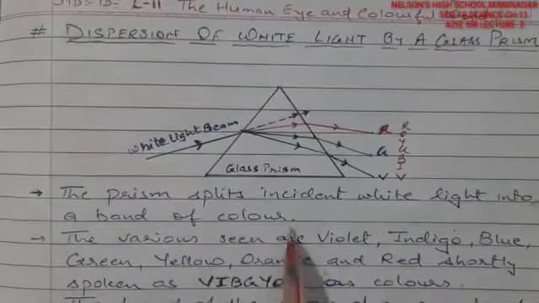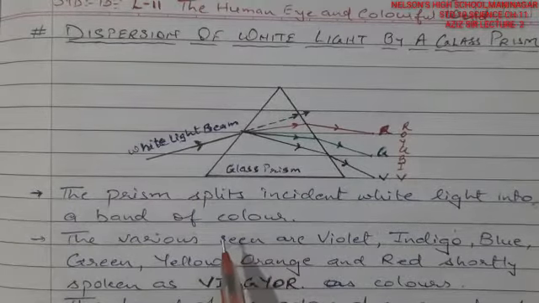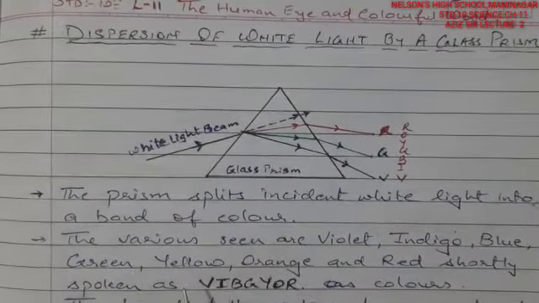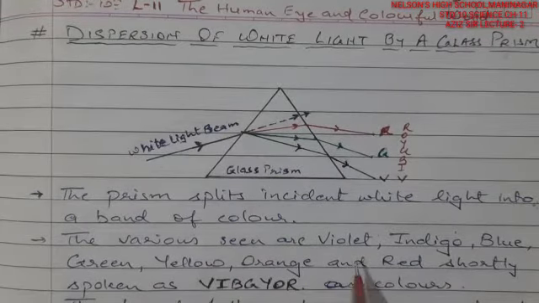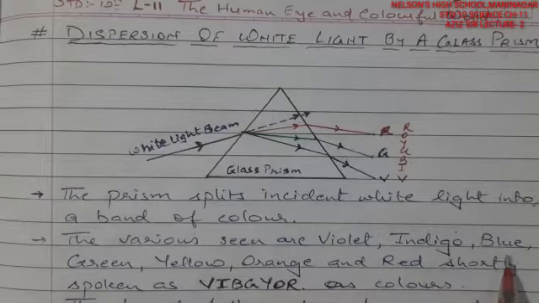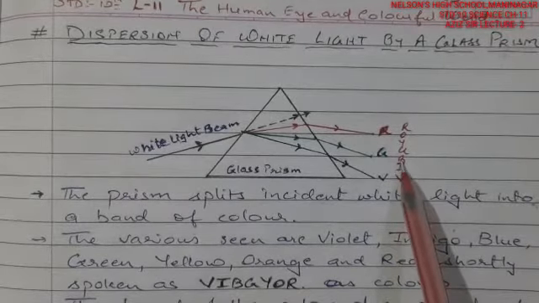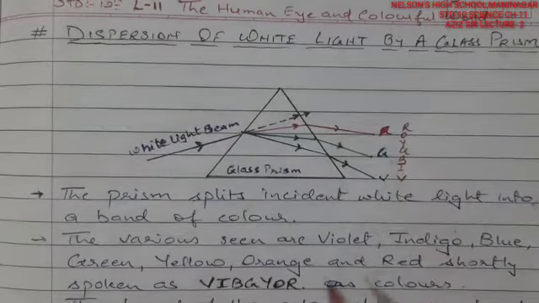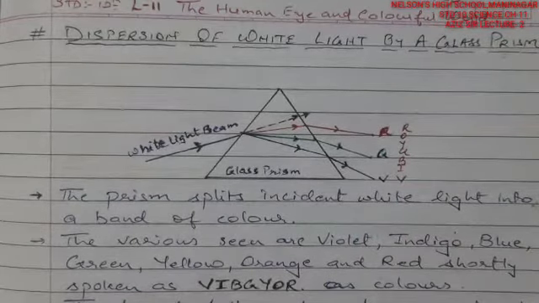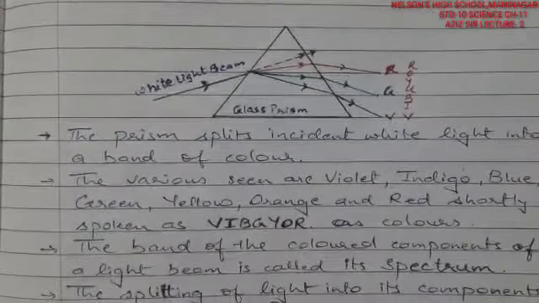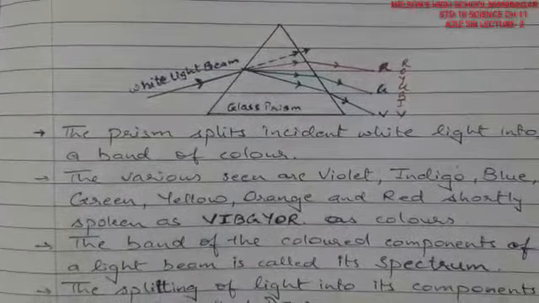First of all, we need to understand that the prism splits the incident light into a band of colors, and the various colors seen are violet, indigo, blue, green, yellow, orange and red. This is known as Vibgyor: violet, indigo, blue, green, yellow, orange and red. Spoken as Vibgyor, this short form is called an abbreviation.